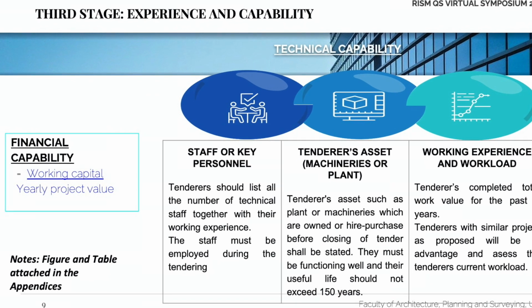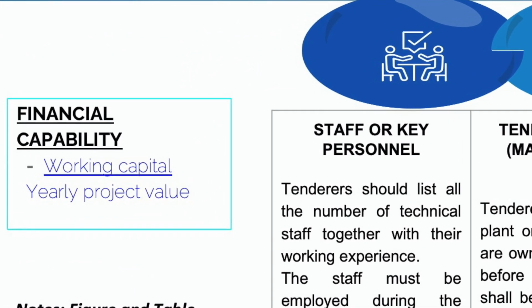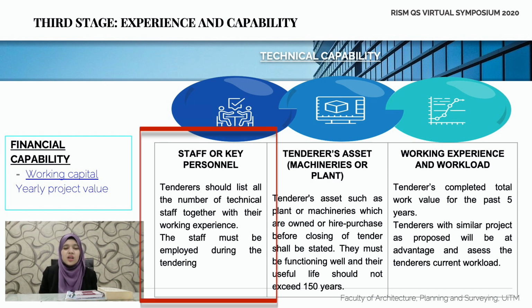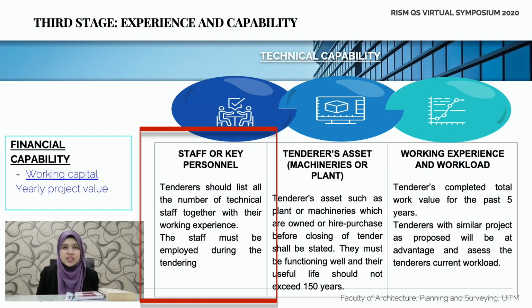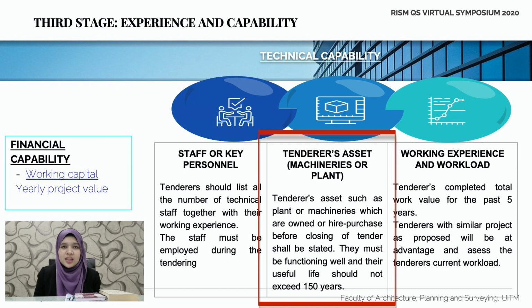Financial capability will be evaluated by dividing the working capital and yearly project value. Well, technical capabilities will focus on 3 things, which are staff or key personnel, that the tenderers should list all the numbers of technical staff with their working experience. Second, the tenderer's asset, which should be mentioned whether they are owned or hire purchased before the closing of tender.